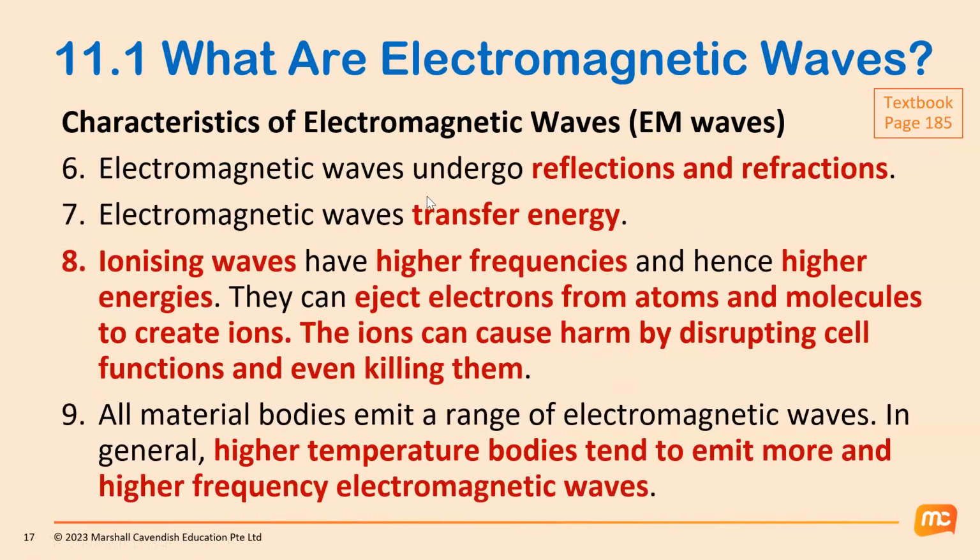Then next, all waves will undergo reflection and refraction, which we'll learn more about in the chapter on light. In general, all waves transfer energy without transferring matter. Then you need to know that within the spectrum, there are some waves that are ionizing waves. Basically, your gamma rays and your X-rays are ionizing. Ionizing waves have very, very high frequency, and therefore they have high energy.